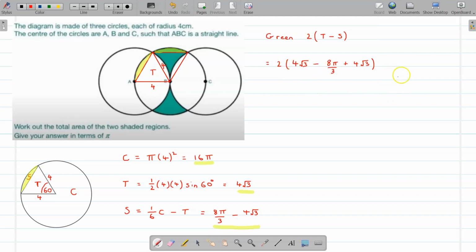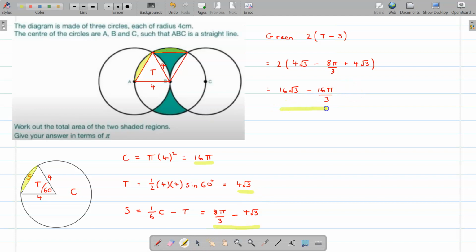Now, if you multiply that out, you've got 4 root 3 and another 4 root 3. It's 8 root 3. Multiply everything by 2, and that simplifies to give me 16 root 3. And I've also got 2 lots of 8 pi over 3 to take away. So I'm taking away 16 pi over 3. And that's the answer to the problem.